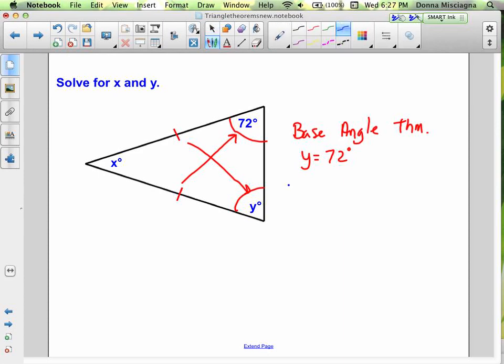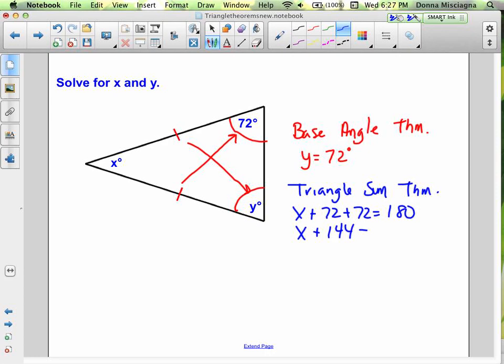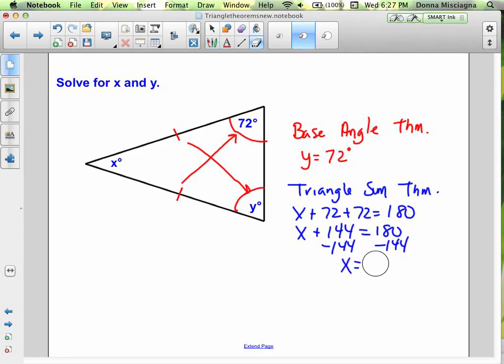Then we'll use triangle sum theorem to solve for x. And I'll just abbreviate theorem. So we have x plus 72 plus 72 equals 180. 72 plus 72 is 144. If we subtract 144 from both sides, x is equal to 36 degrees. And there we go. Another problem done. Let's do another one.